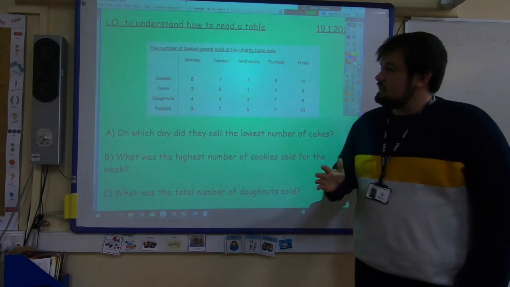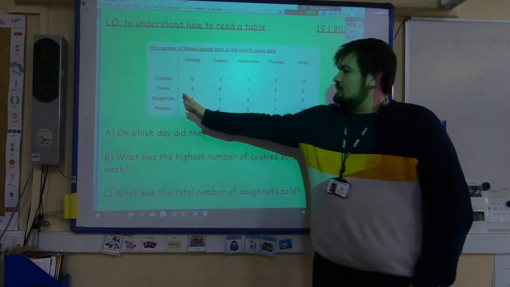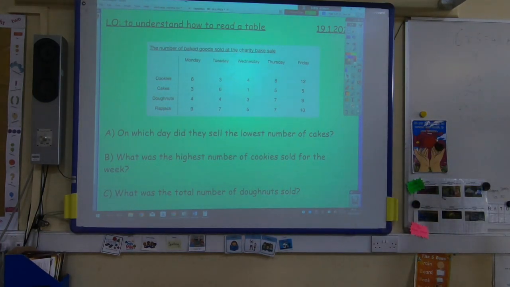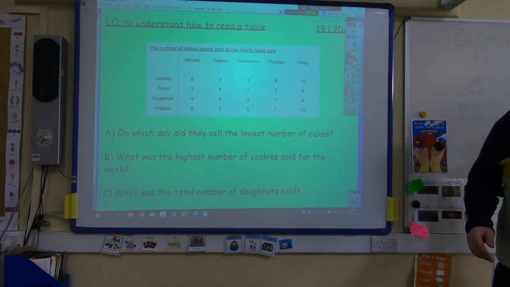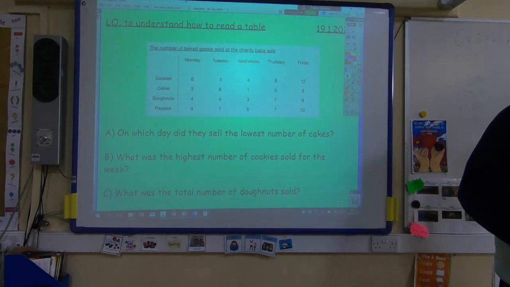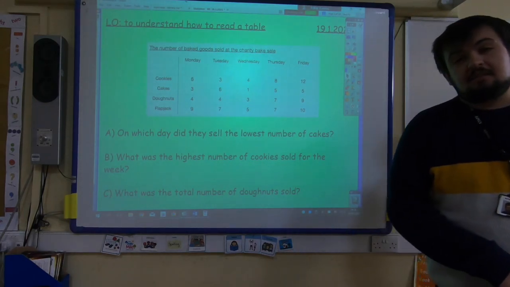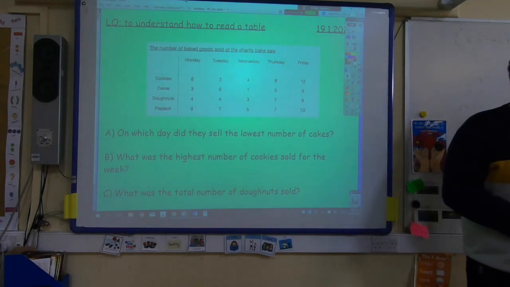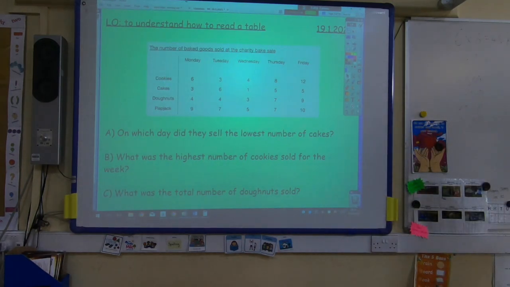And can someone tell me then, what different baked goods did they sell? Freya? Cookies. They sold some cookies. What else? Daisy? Cakes. Jacob, give me another one. Flapjack. Flapjack was another one. There's one more up there. Robin? Donuts. Donuts as well.